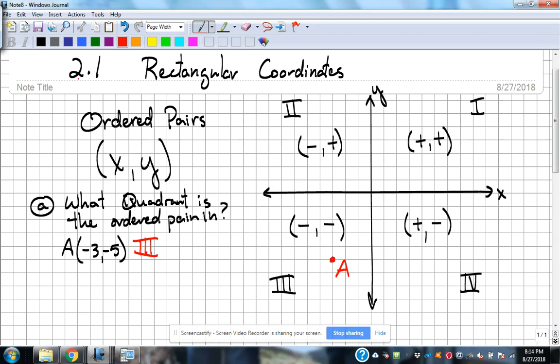All right. Let's do another one. B. Let's say -4, 2. What quadrant would that be in? 2. And negative, positive. If I was going to plot it, I'd go 4 to the left, 2 up. Put that point there. Easy stuff. Let's do one more.